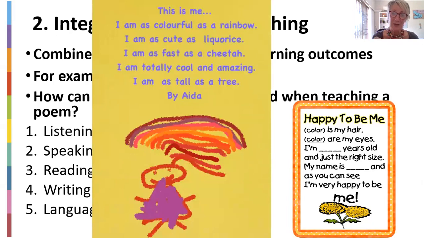There's another little cute one about this is me. I'm as colorful as a rainbow, as cute as licorice. I'm as fast as a cheetah. I'm totally cool and amazing. I'm as tall as a tree, by Ida. Okay, so you might say, well, there's not really a rhyming scheme going here, whereas in the other one I could see it was C and me. You can see the rhyming scheme going here. But there's some interesting nouns that have been used, like rainbow, licorice, cheetah, amazing, tree.